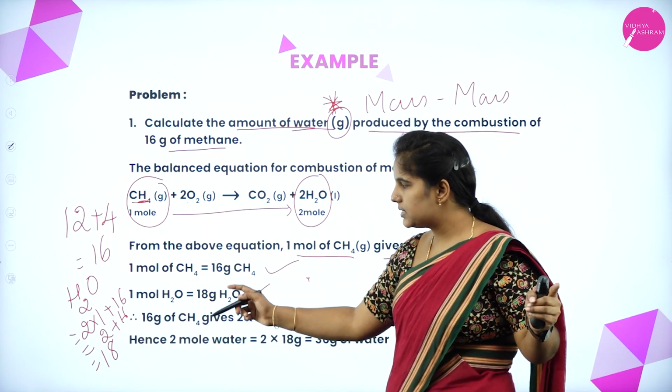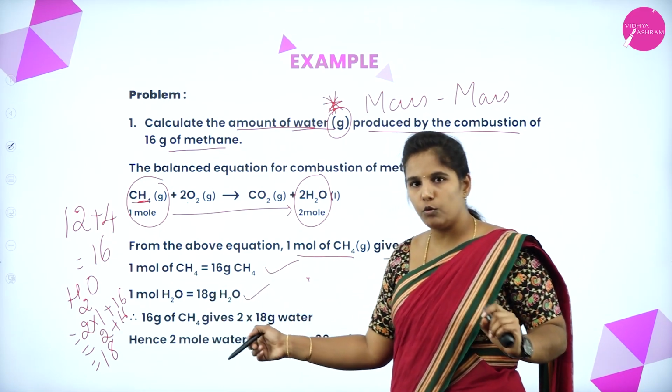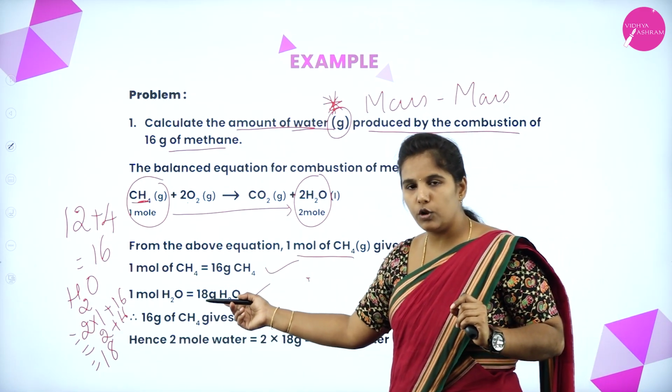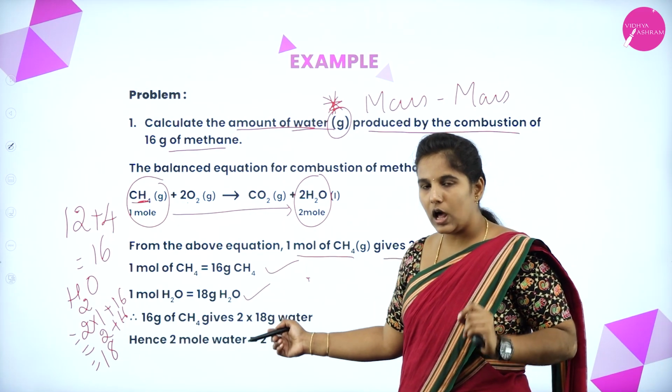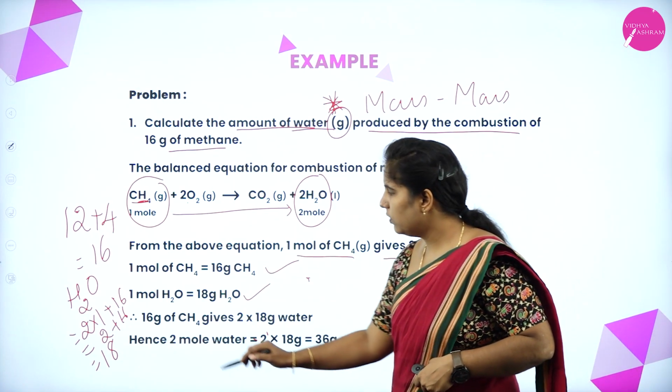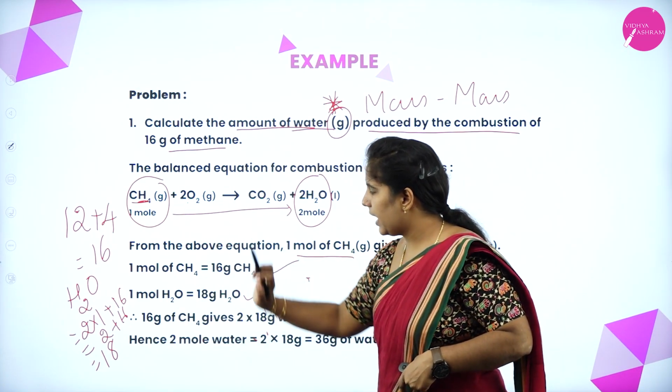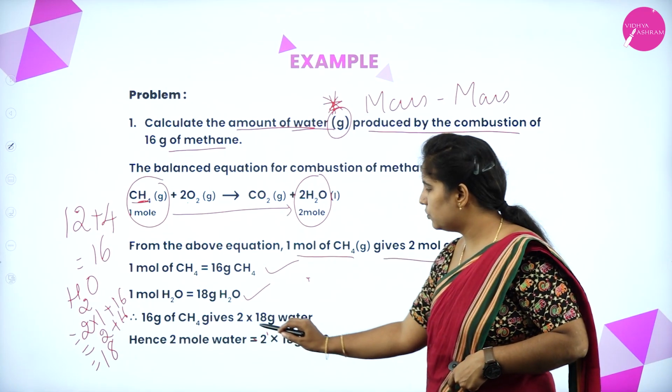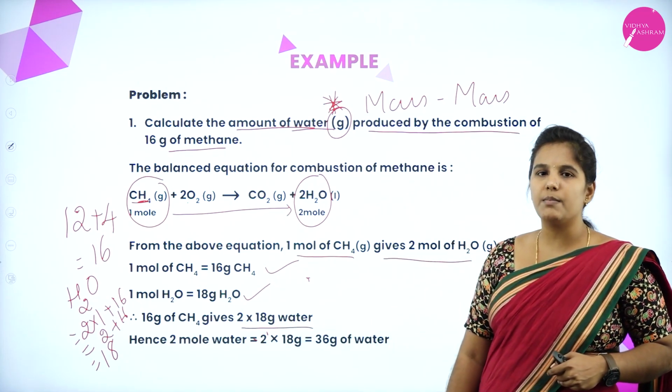So here we are considering only 1 mole of methane and 1 mole of water. So how to express in terms of gram? I have displayed here. Now we can say that 16 gram of methane gives rise to 2 into 18 gram of water.